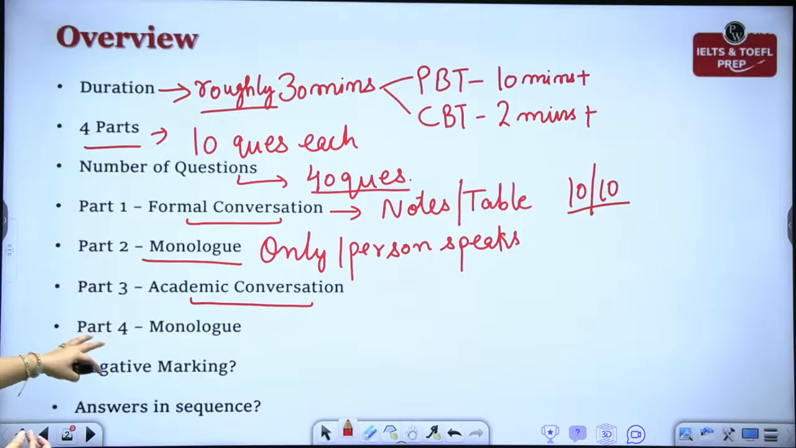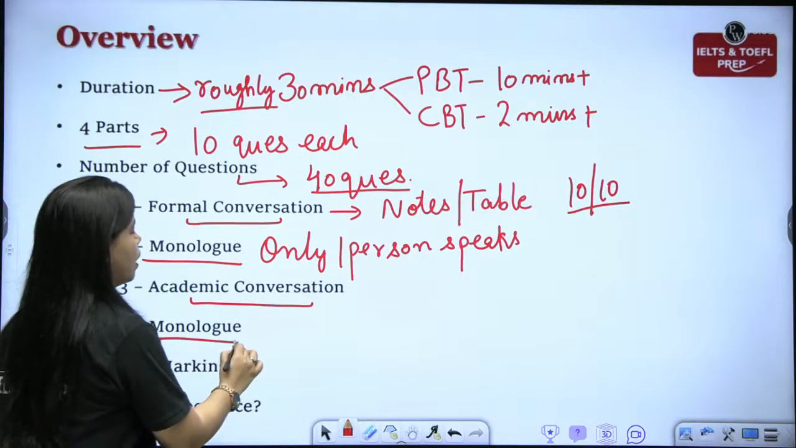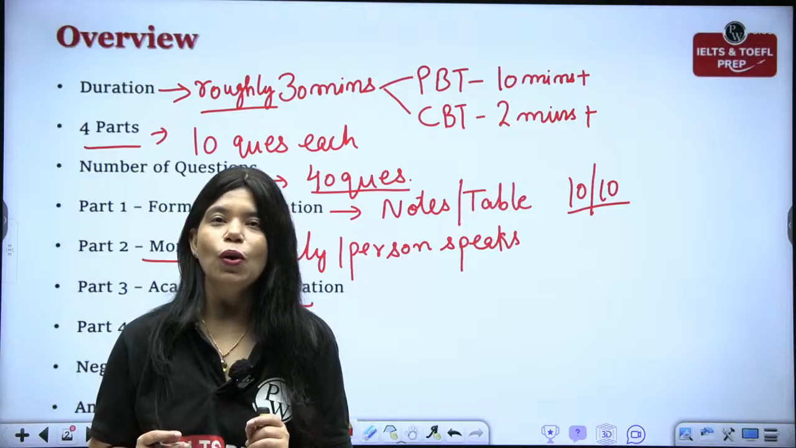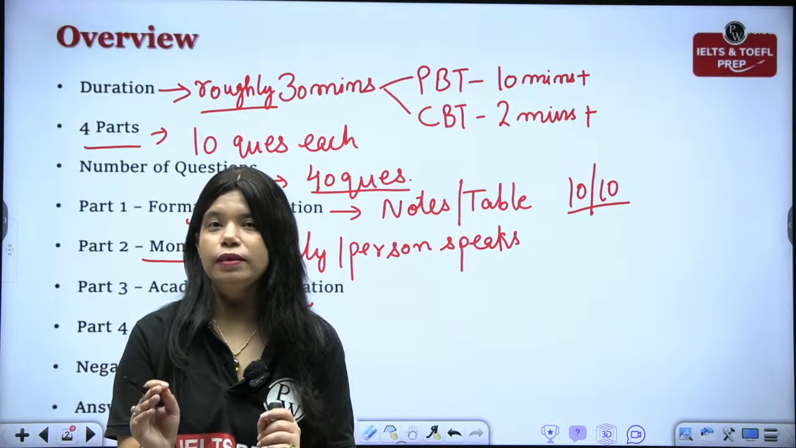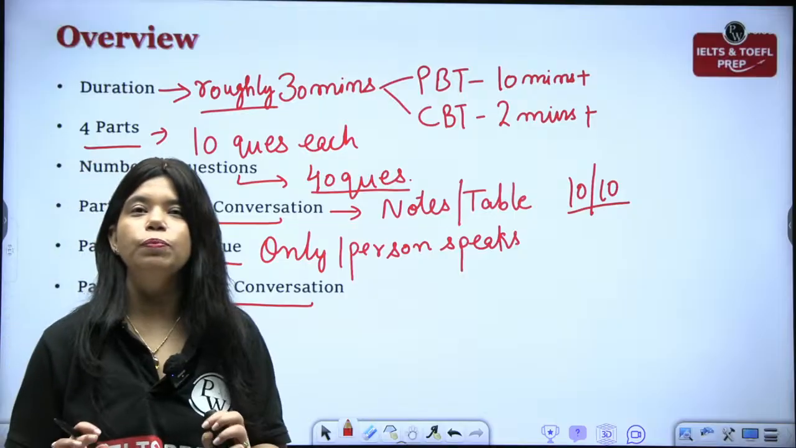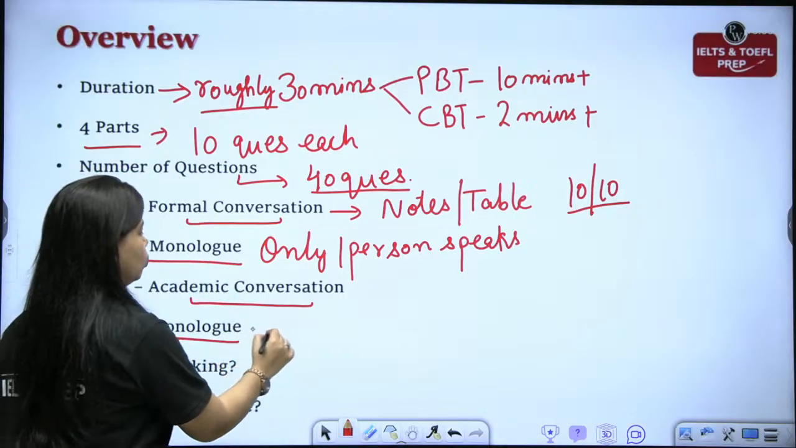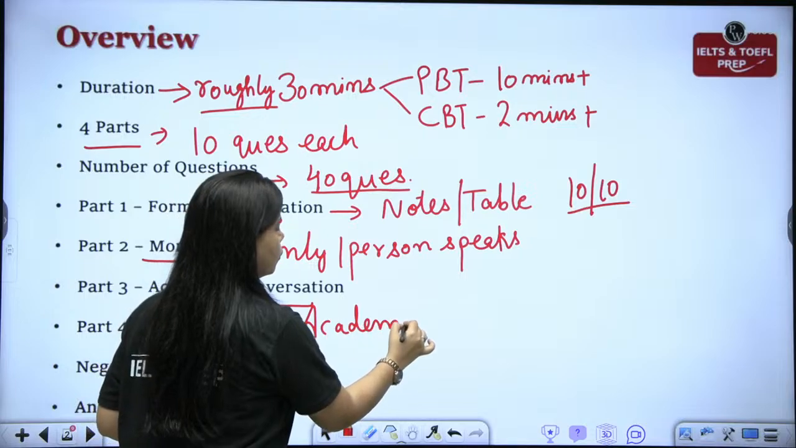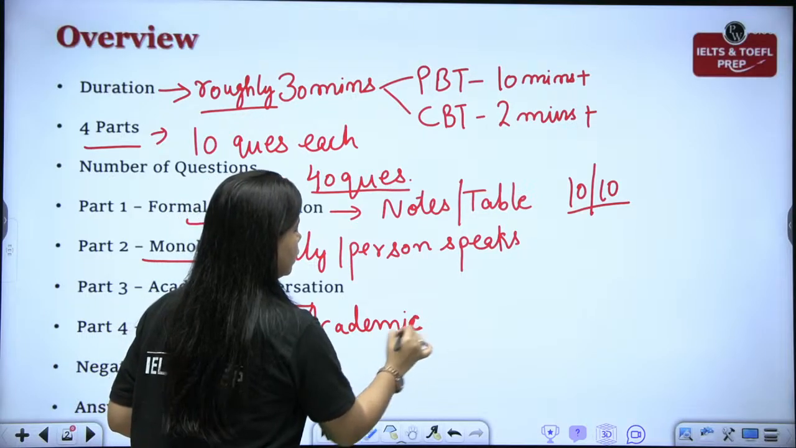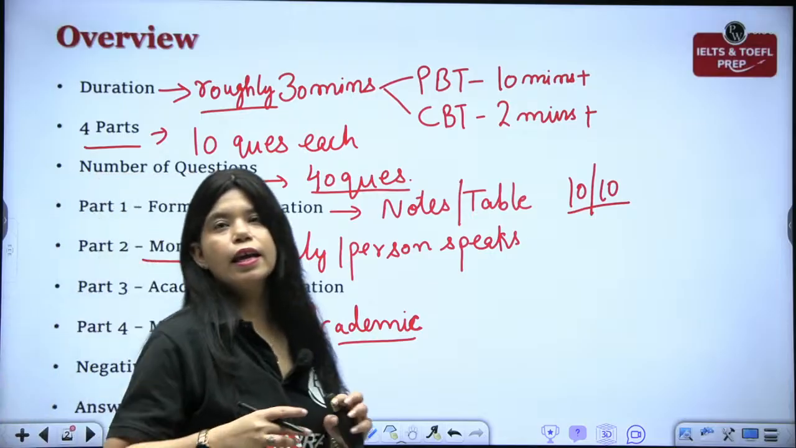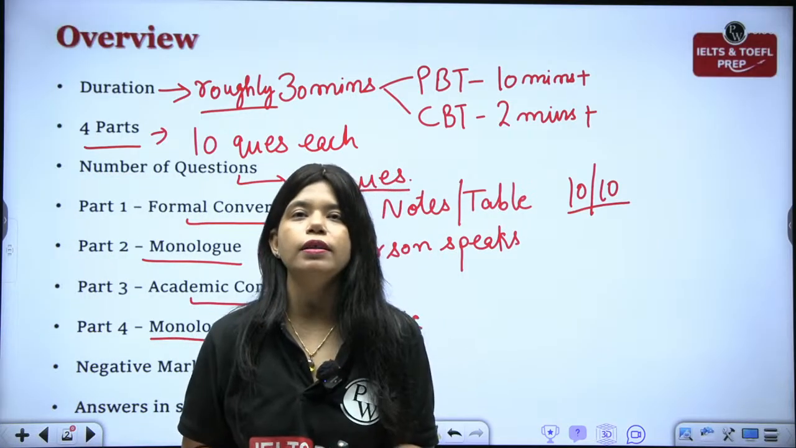Okay, so fine. Moving on to the fourth part. Here also you hear a monologue. Monologue means only one person speaks, no lecture kind of thing. And here also your monologue is going to be on an academic topic. कुछ तो पढ़ाई से related topic होने वाला है आपका, उसके ऊपर आपको यहाँ पे lecture सुनाई देता है पार्ट 4 में academic.